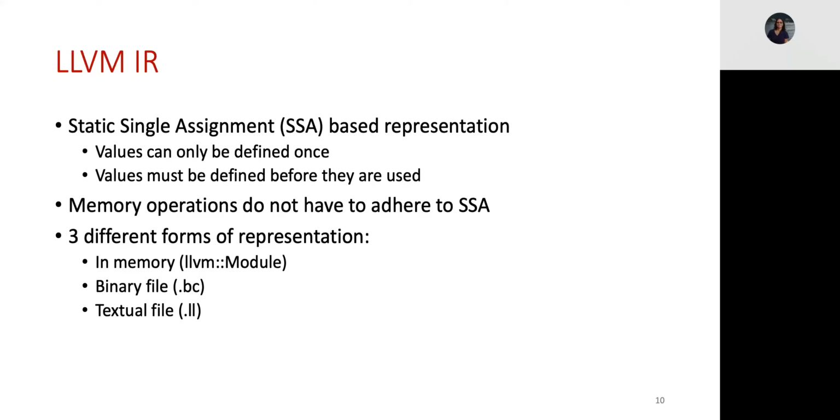And there are three different modes of representing LLVM IR. So we have the in-memory LLVM module object, which is the top-level entity enclosing all of the IR instructions. Then we have a compressed binary file that ends with a .bc extension. And then we also have a textual representation, .ll. In this presentation, we are going to mostly see .ll because it's both human readable and something that can be easily consumed.